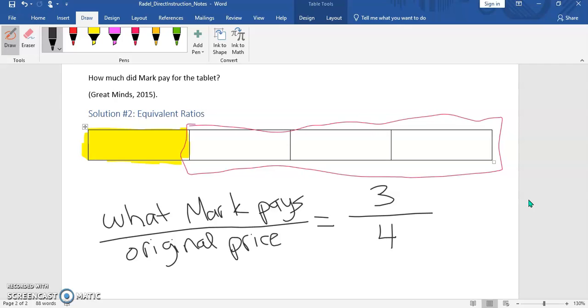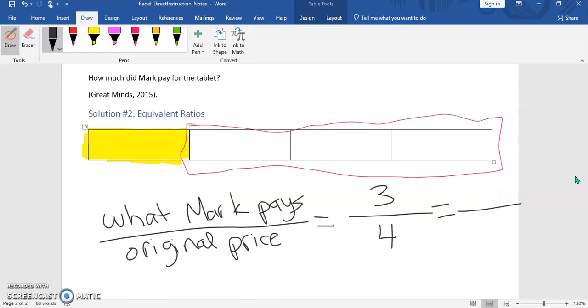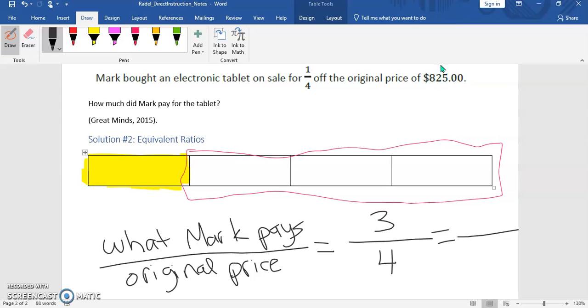And we know that this ratio or this relationship is going to stay the same when we talk about the original price. So now in the original price space, in the denominator, we're going to write the original price of $825. This empty space is what Mark pays. And look, that's what our question is. How much did Mark pay? Because it is unknown, we're going to use a variable. I will use the variable x.